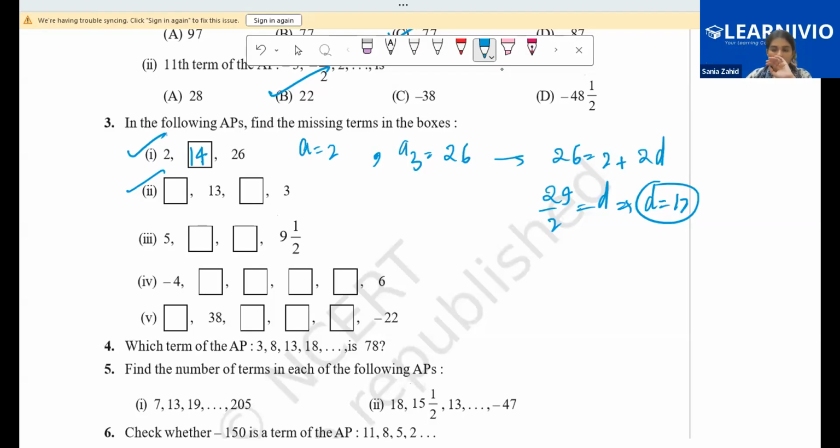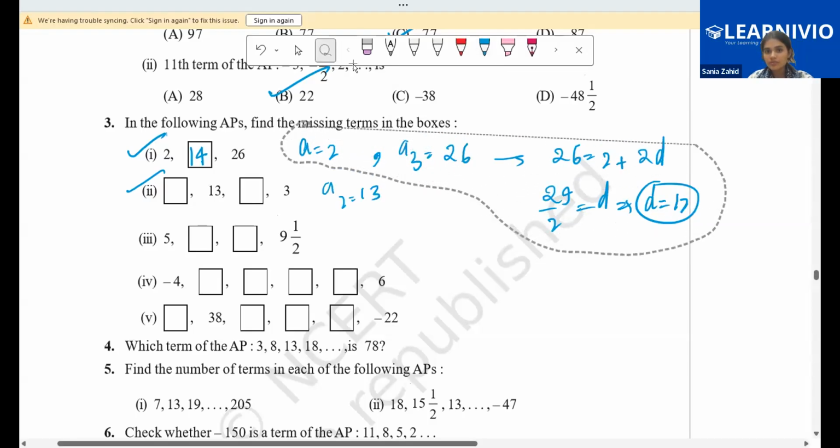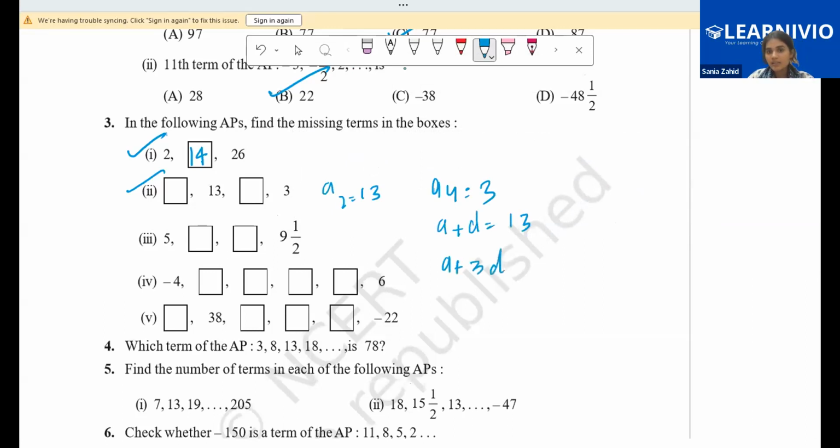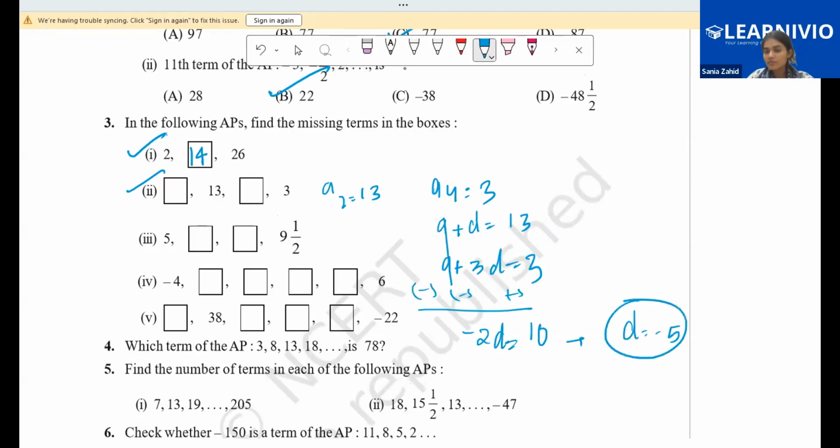We should equate the second. We get A2 is 13, and A4 is 3. So we get A plus D is 13 and A plus 3D is 3. So I can subtract them. And what do I get? D minus 3D is equal to 13 minus 3. So D is equal to minus 5.